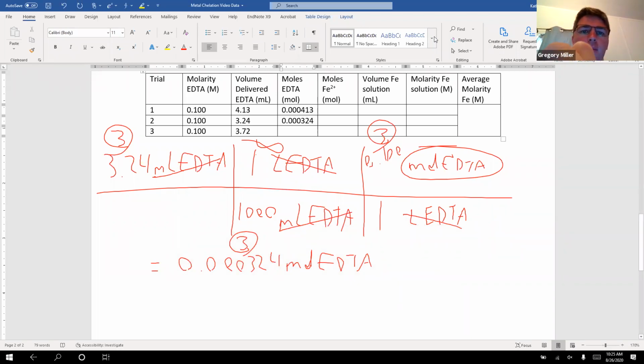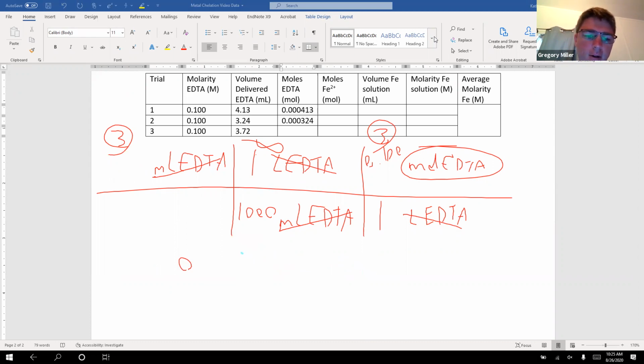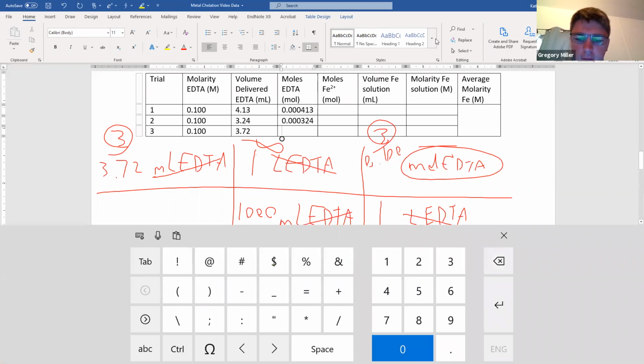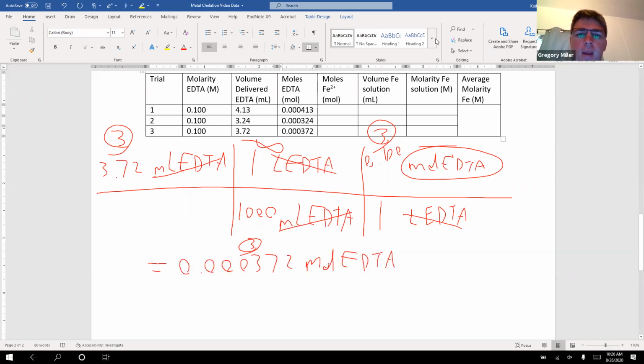Okay, we could do the same calculations with our last trial. And the only thing that's going to change is our volume. So the rest of that will stay the same. So I'll go ahead and leave it for now. Now we have 3.72. We do all of that math and we'll get 0.000372 moles of EDTA, which again also has 3 significant figures to match our measured values. So that's how we get all of those values.